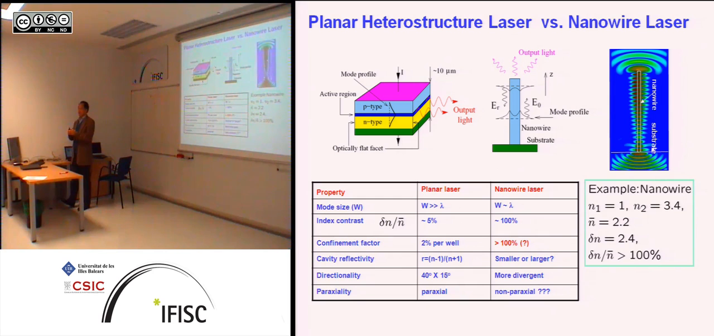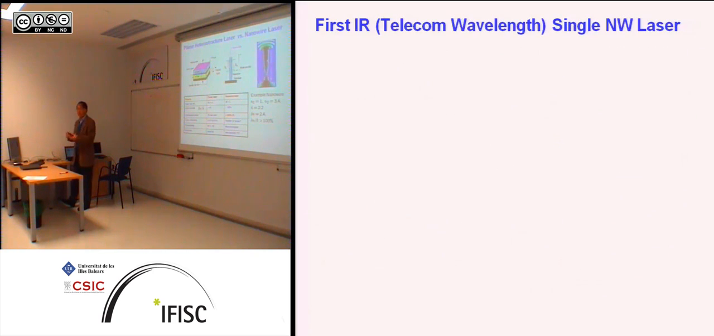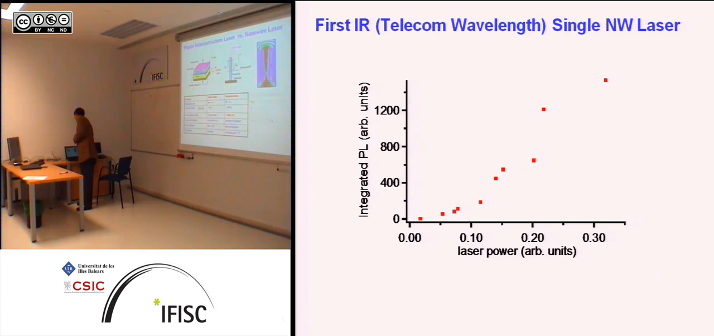Anytime you reduce a laser or optical device, it gets more divergent. So that's potentially a bad aspect, so we have to be aware of it. Okay, so actually this is the first experimental paper I published.